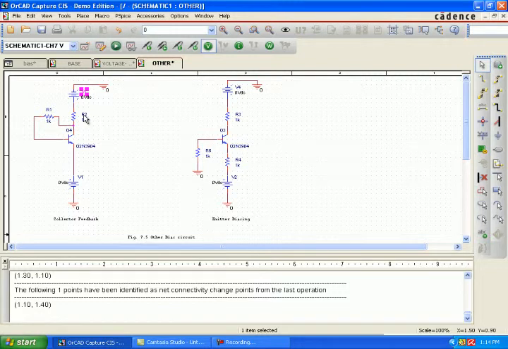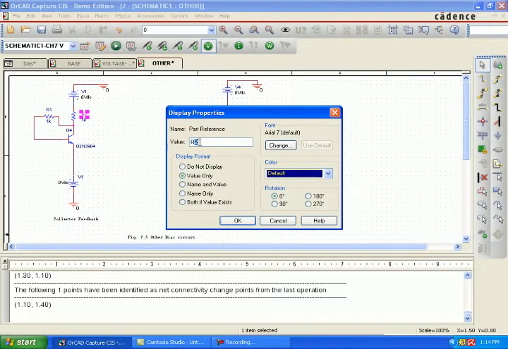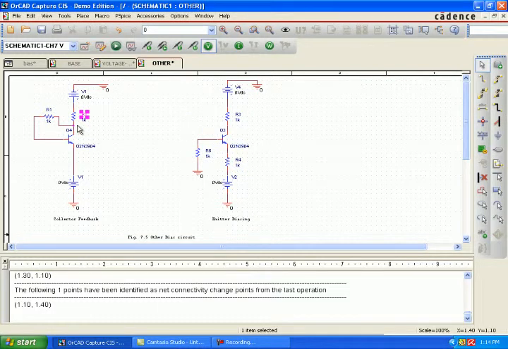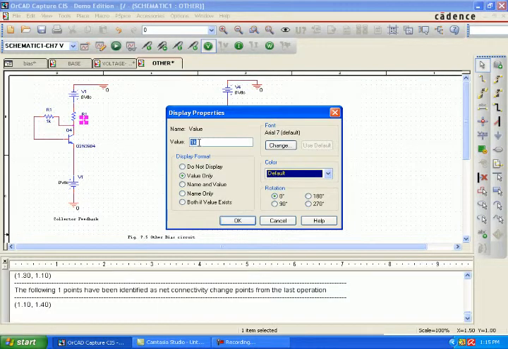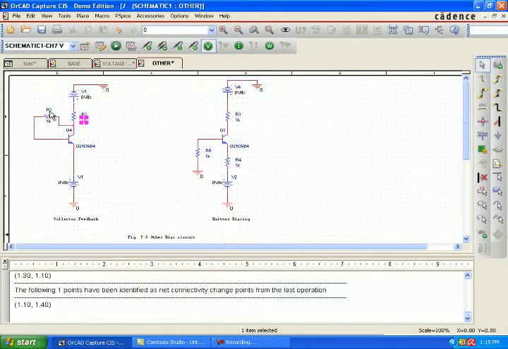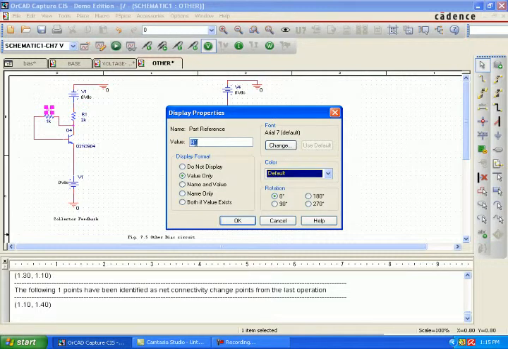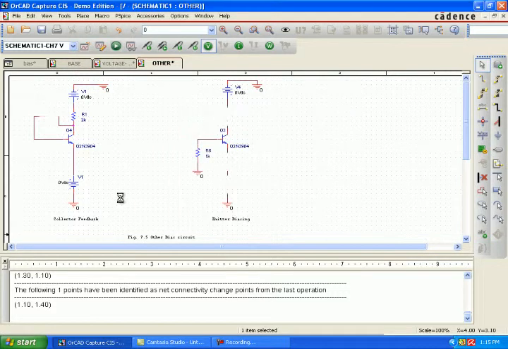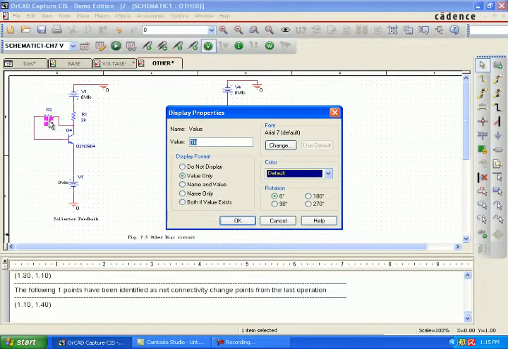That's a V1, 20 volt DC. Make it 800K. Feedback resistance R2, 500. Make this one as 600K.